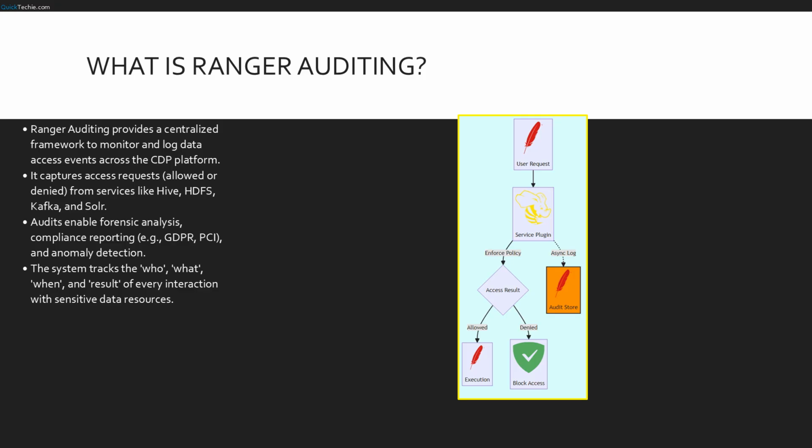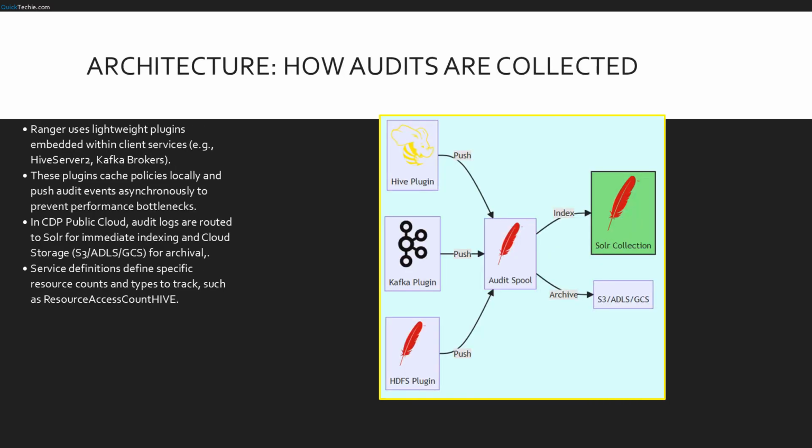This flow illustrates the interception process. A user request enters a service like Hive or Kafka. The Ranger service plugin embedded in that component intercepts the request to enforce policy. It determines the access result, allowed or denied. Regardless of the outcome, the plugin asynchronously sends the access details to the audit store, ensuring visibility without blocking the main execution path. How does this work under the hood?